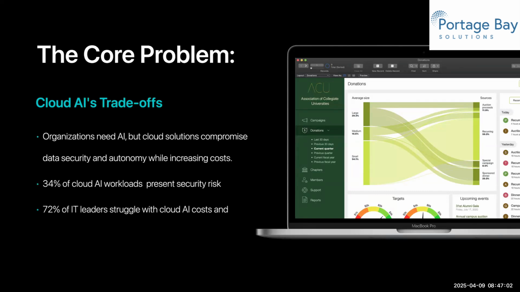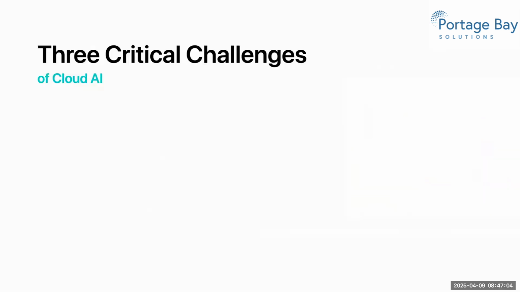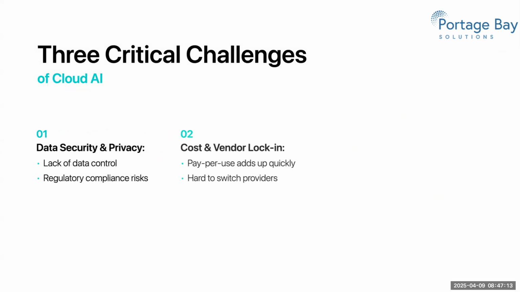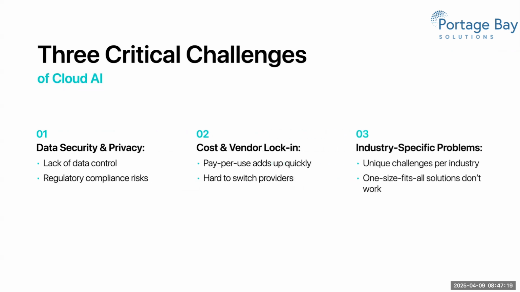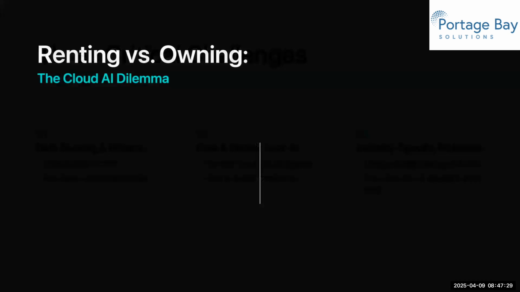Let's break this down into 3 critical challenges that we're facing. First, we have data security. You're handing over control when you send data to the cloud. Second is cost and vendor lock-in. Pay-per-use can spiral, and it's hard to get out. Third is industry-specific problems. Every industry has unique needs, and a generic solution often doesn't cut it. To illustrate, let's use an analogy: renting versus owning.